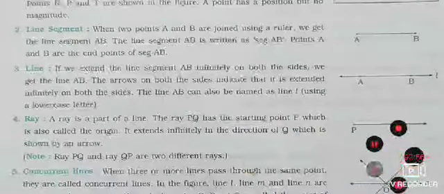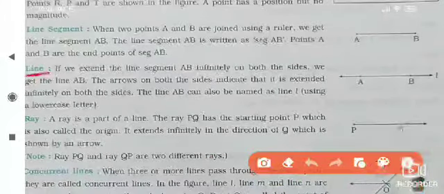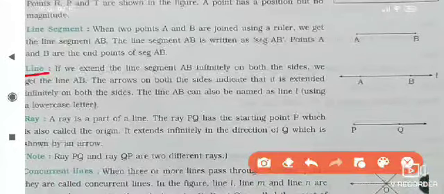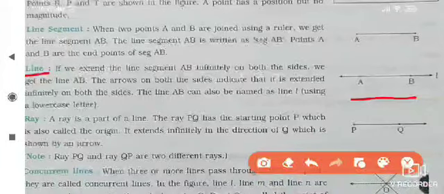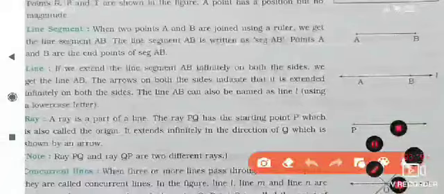Now the next is the line. What is a line? A line extends on both sides. If you see here, this is line L. Here the end points are given as A and B. So AB is a part of line L, and line L never ends. It extends on both the sides.